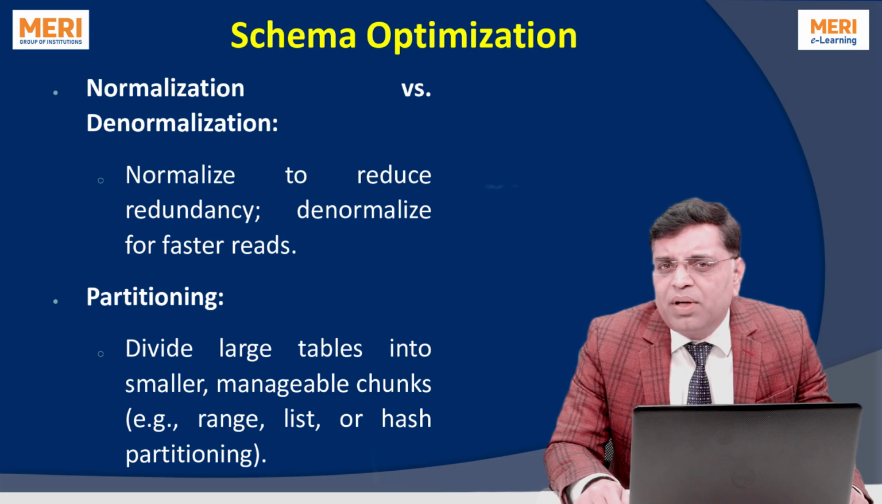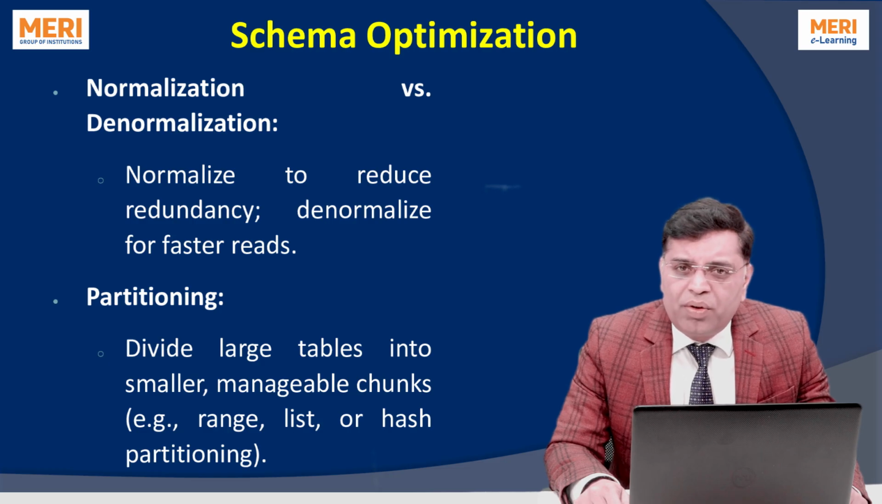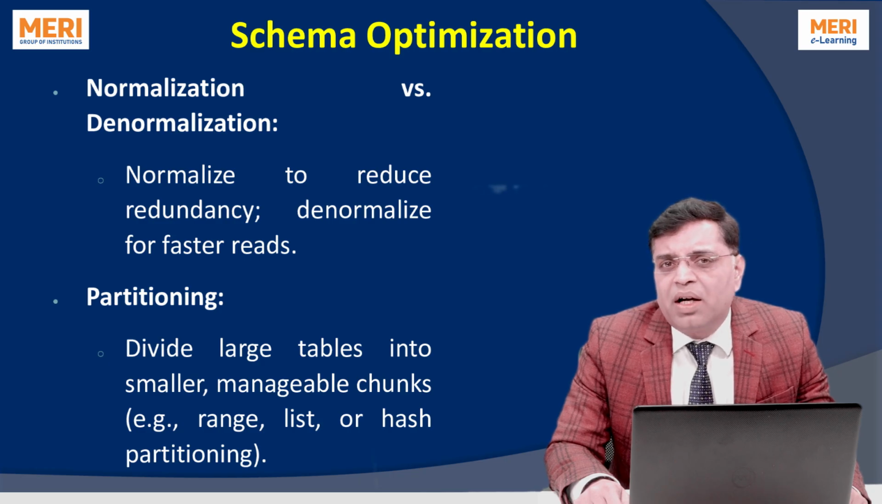Dividing a large table into smaller, more manageable partitions improves query performance. For example, partitioning a sales table by year allows queries targeting specific years to scan fewer rows, which reduces execution time.